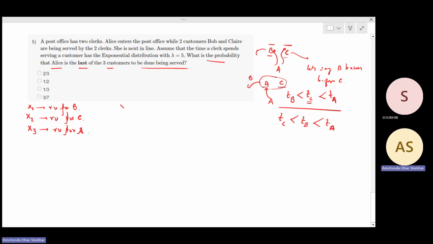So X1, X2, X3 are IID random variables, and they have the exponential distribution.